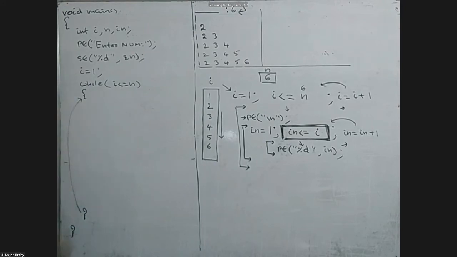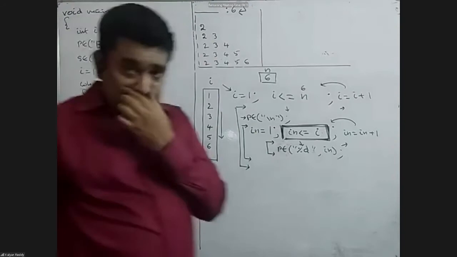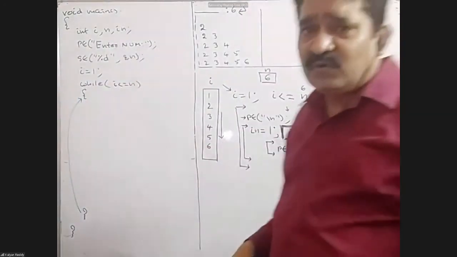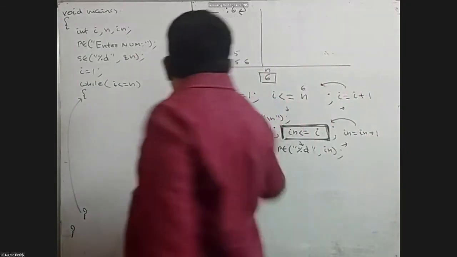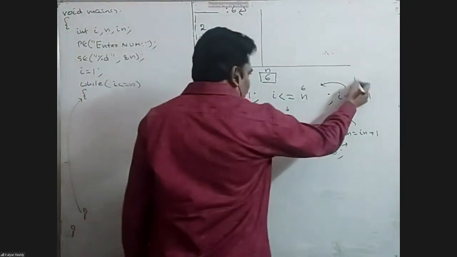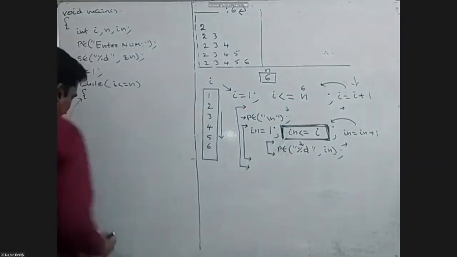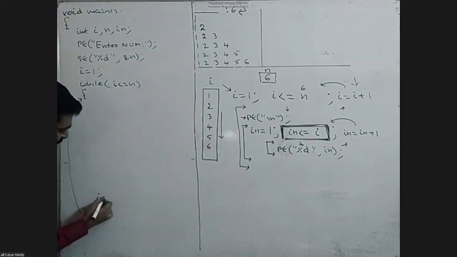This is the loop body. In the beginning stage, do it like this only. Once you get good practice, you can place them in sequence order. i equal to 1, i less than or equal to n. At the last place of this loop body, i equals i plus 1.